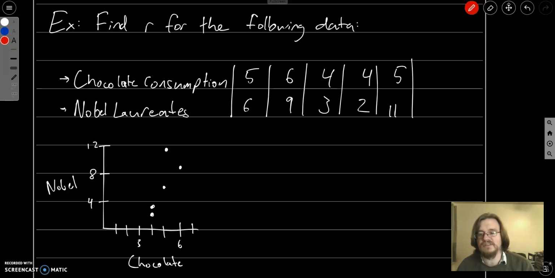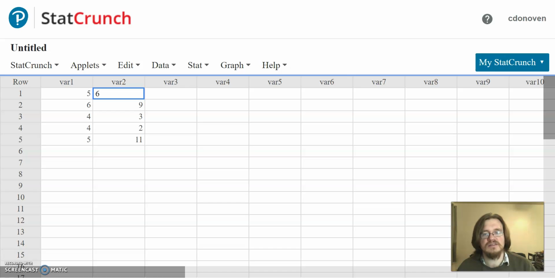Well, we can graph that. There's only 5 points here, but we can graph that, and it looks fairly linear. It looks like it could be coming up like that. So, okay, maybe it's reasonably linear. It doesn't look like there are any too-big outliers here. So if we come to StatCrunch, we can see that I have input all the data here.